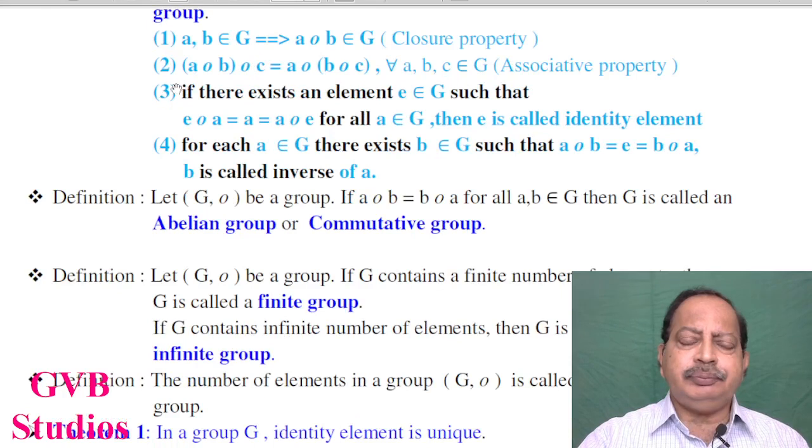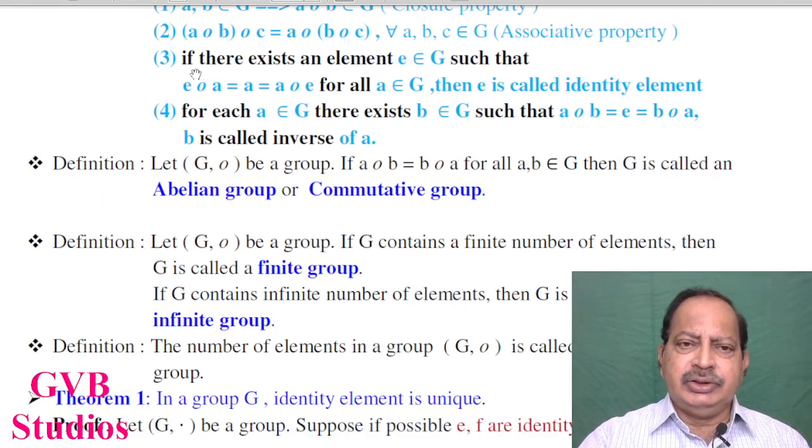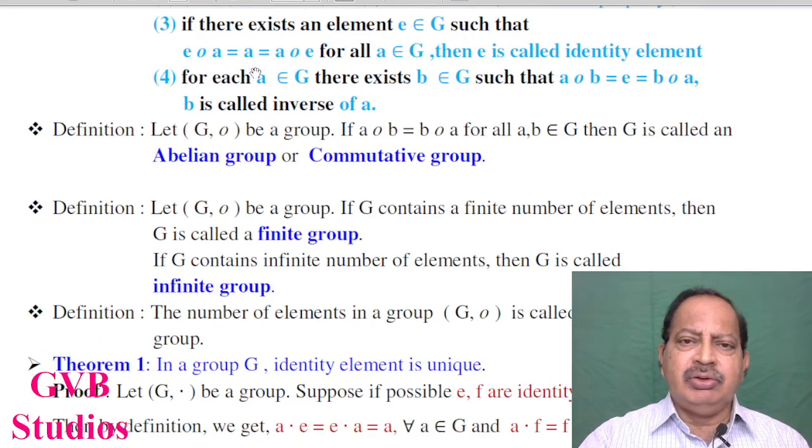The next one: here we are taking three elements in the set G. (A circle B) circle C is equal to A circle (B circle C) for all A, B, C belonging to G. If for all the elements of G this condition is satisfied, this is called the associative law, associative property, or associative axiom. The next, third one: if there exists an element E belonging to G such that E circle A is equal to A and A circle E is equal to A for all A belonging to G, then E is called the identity element in G.